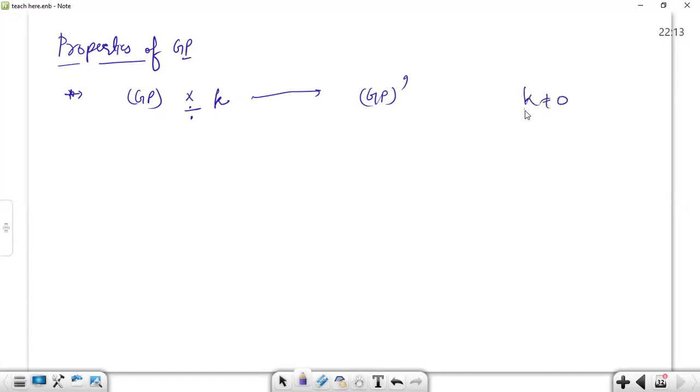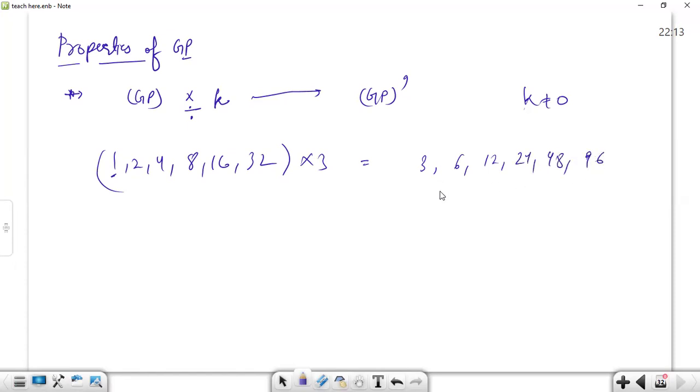Let's take an example. Let's take this GP only: 1, 2, 4, 8, 16, 32. This is a GP. The first term is 1, the common ratio is 2. Now let's multiply the complete GP by 3. Whatever comes will also be in GP. Let's check how. So the first term is 3, the second term becomes 6, the third term 12, 24, 48, 96. Clear? So this is the new sequence.